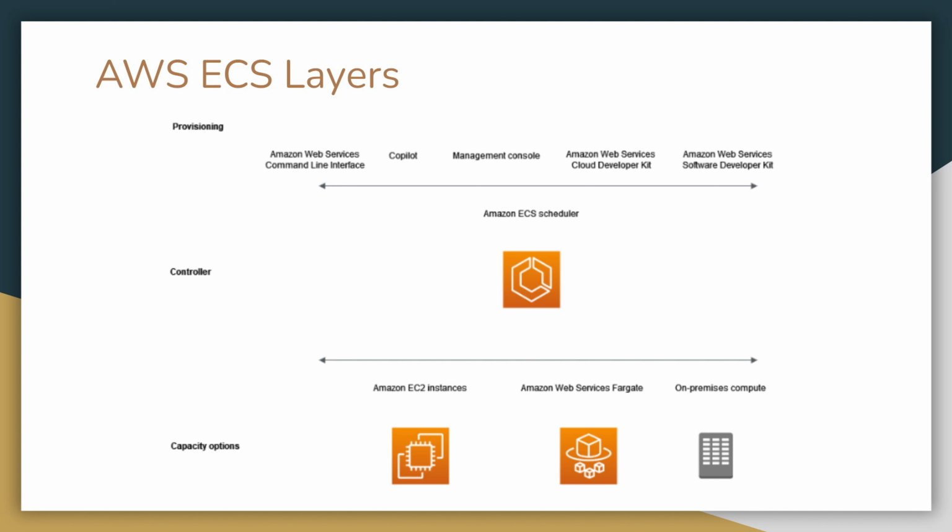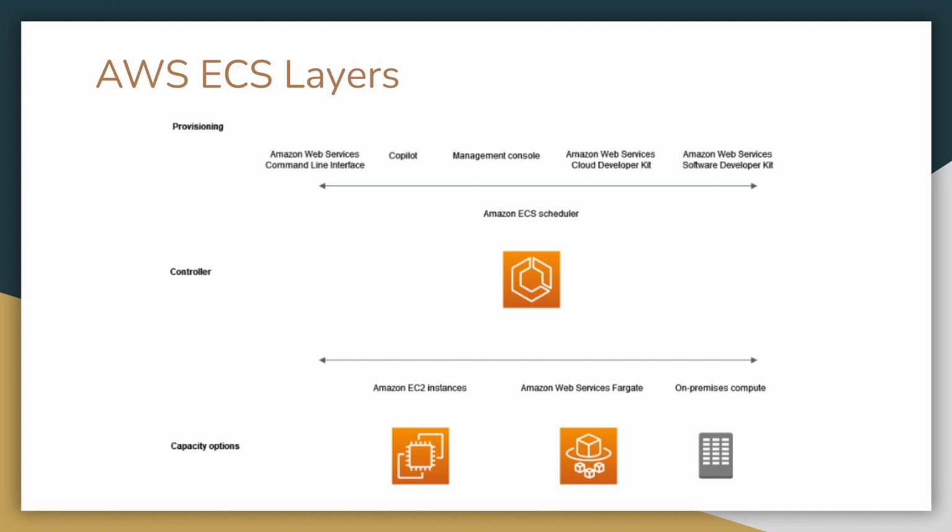Finally, Amazon ECS can be provisioned through various tools. The AWS Management Console offers a web interface for managing ECS resources, while the AWS Command Line Interface, or CLI, provides command line access across multiple platforms. AWS SDK, or software development kits, offer language-specific APIs that handle connection details such as signatures and error handling.